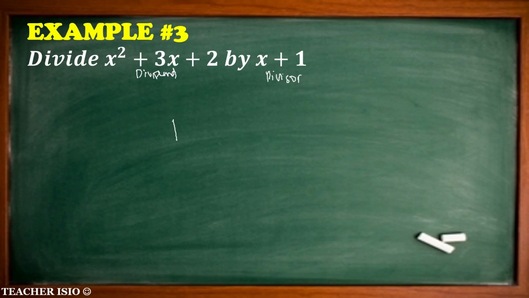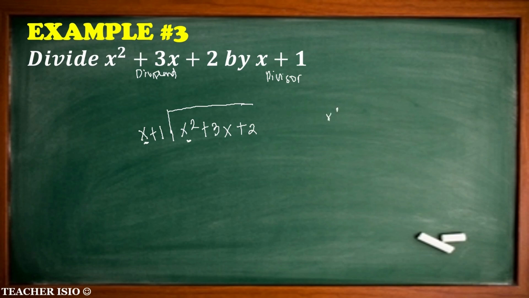So, si dividend nasa loob, okay? So, we have x squared plus 3x plus 2 divided by x plus 1. Okay. So, anong gagawin natin for us to find the quotient? So, ang unahin nyo lang or yung pansinin nyo, yung first term ng divisor which is x. Since this is the first term of the dividend, which is x squared, ang gagawin nyo lang, i-divide nyo sila.